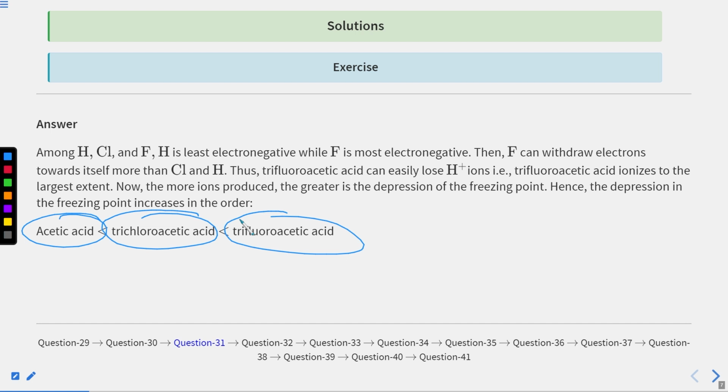We just have to see which one is having a greater dipole moment. Greater dipole moment means greater interaction between the molecules, so less volatile. Okay, so we know that trifluoroacetic acid is very polar due to the presence of this CF3 group. So that would change the boiling point, or you can say the volatility of this trifluoroacetic acid.